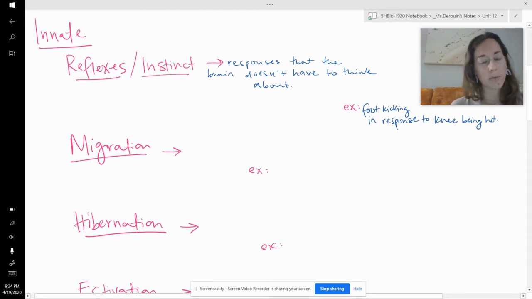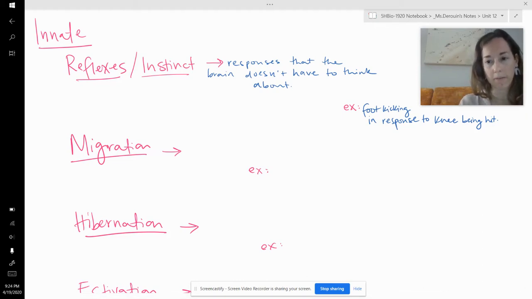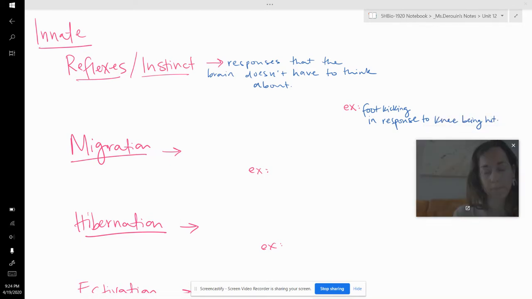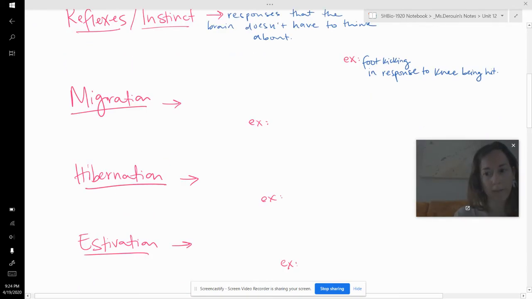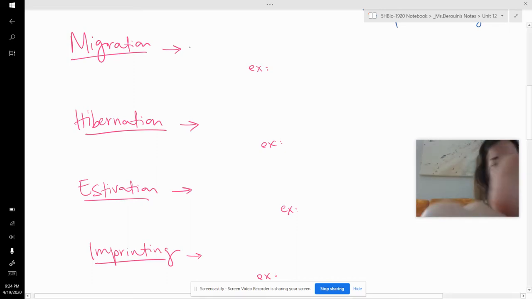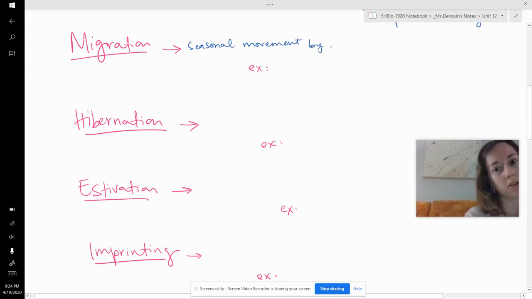Okay, so another one is migration. Migration is actually an innate behavior. Animals don't have to learn to migrate if they are migrating animals. So first I'll write it. Migration is seasonal movement, and it's always by a group of animals, which we call a population.